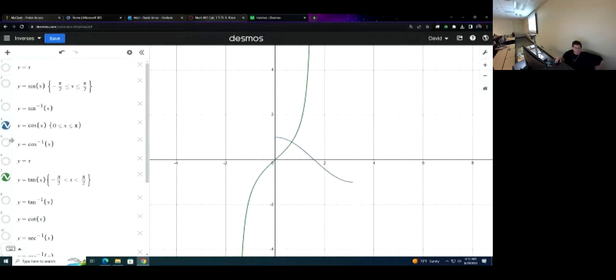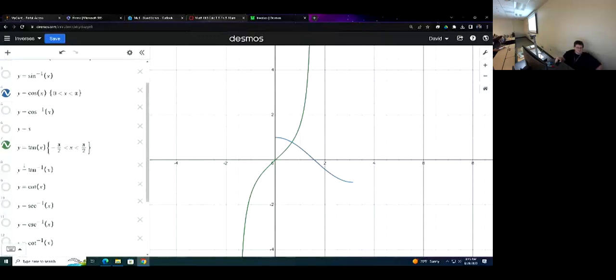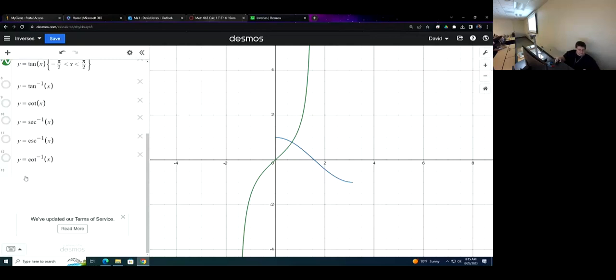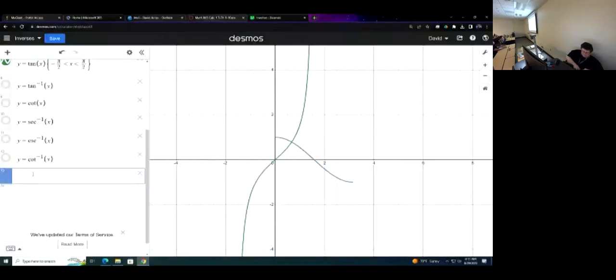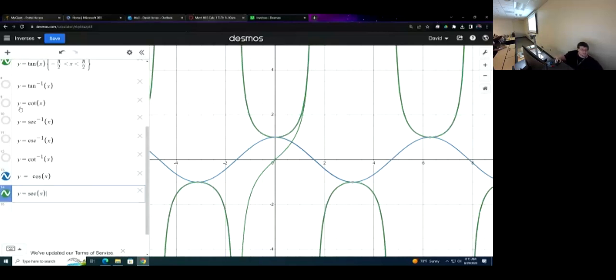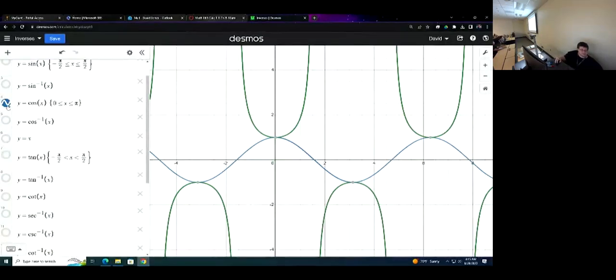And cosine and secant. I do not have secant here. Let me do this. Y equals cosine x. I want the full wave. We're going to do y equals secant x. Full wave. Come up here and turn these off.